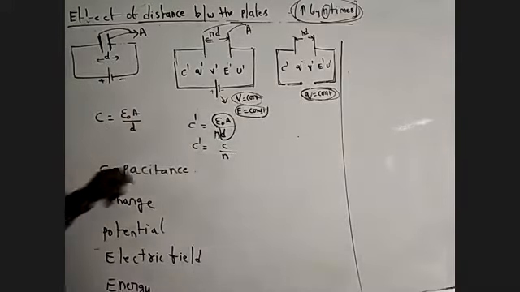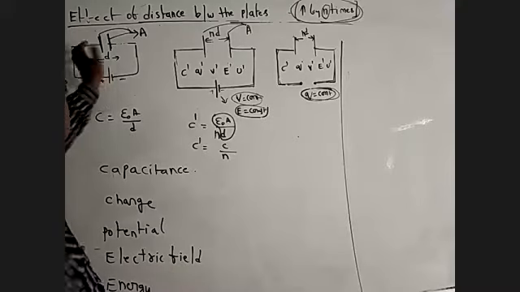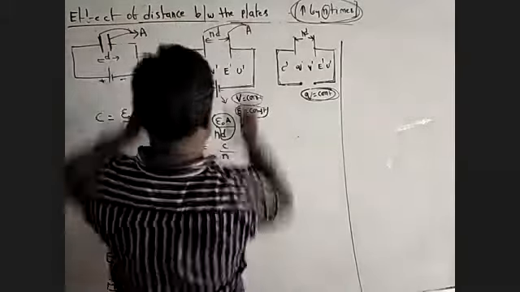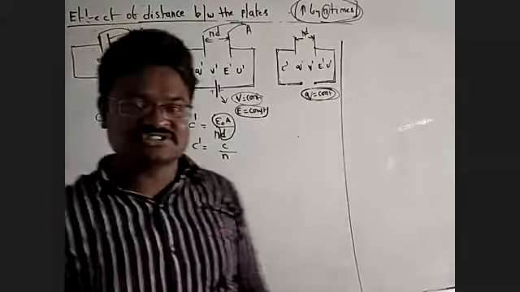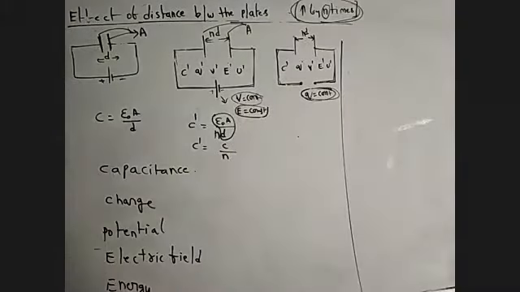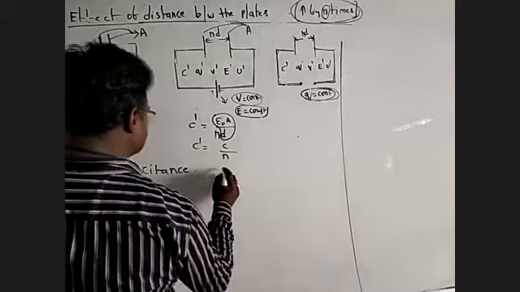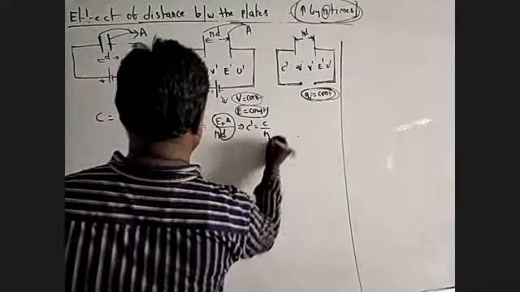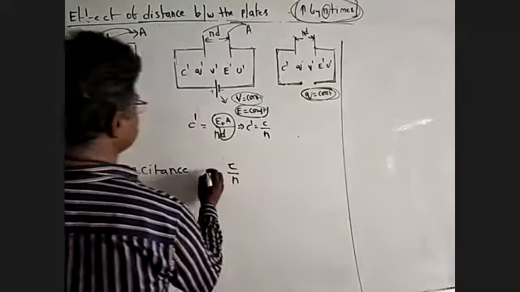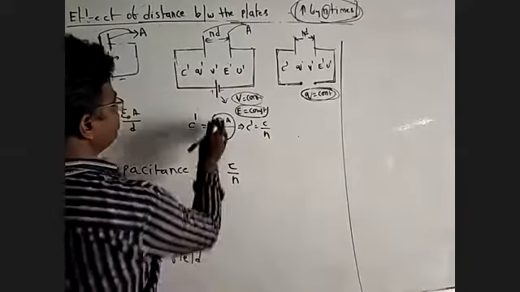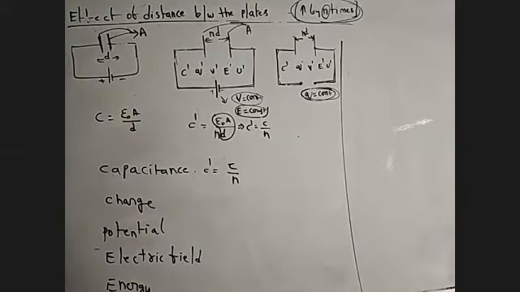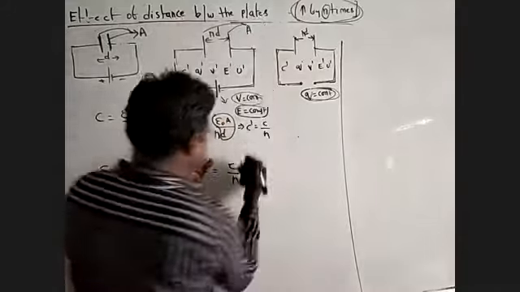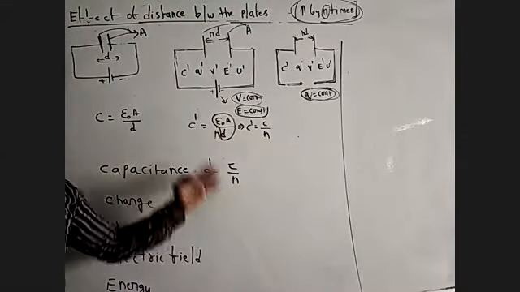C by n. The distance between the two plates is D here, but there the distance is increased. The capacitance value decreases. The final conclusion is C dash is equal to C by n. The answer is C by n. This is the C dash value. The distance between the two plates is D. When the distance between the plates increases, the capacitance decreases in this case.